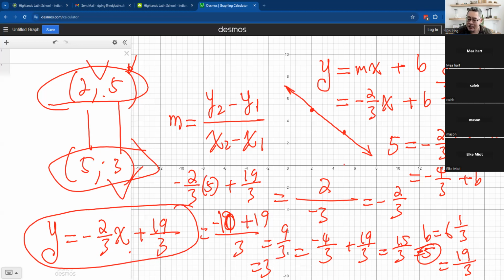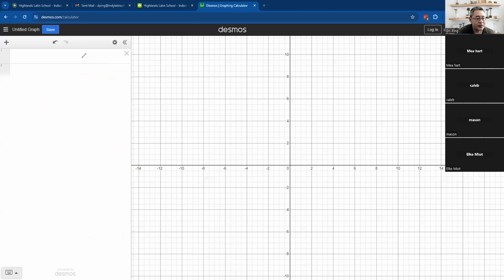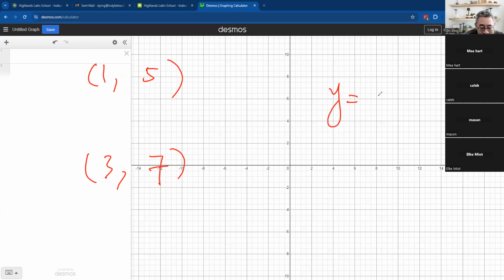Okay, very good. So I'll have you try a couple. Let's do 1, 5, and 3, 7, and see what you get. So you write it as y equals what, x plus something here on the b. So you find the slope and find the y-intercept.